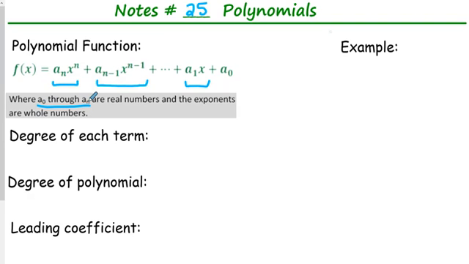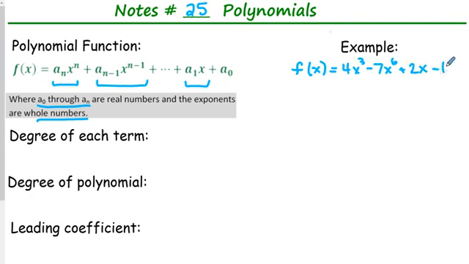And then you have x raised to a power. And those powers, or those exponents, have to be whole numbers. So we have x to the n minus 1, etc. on down. So an example of this would be f of x equals 4x cubed minus 7x to the 6th plus 2x minus 1.